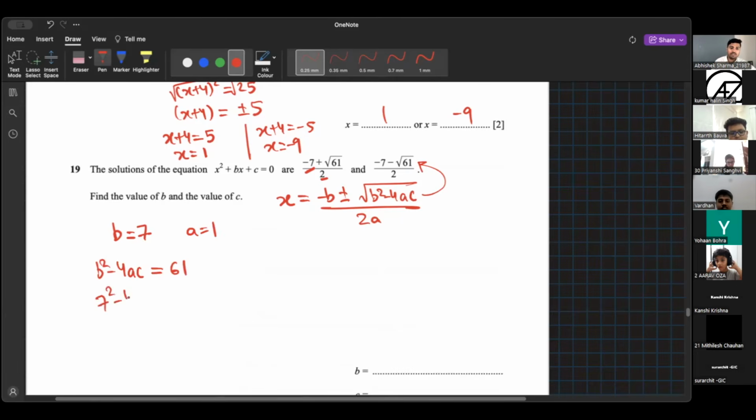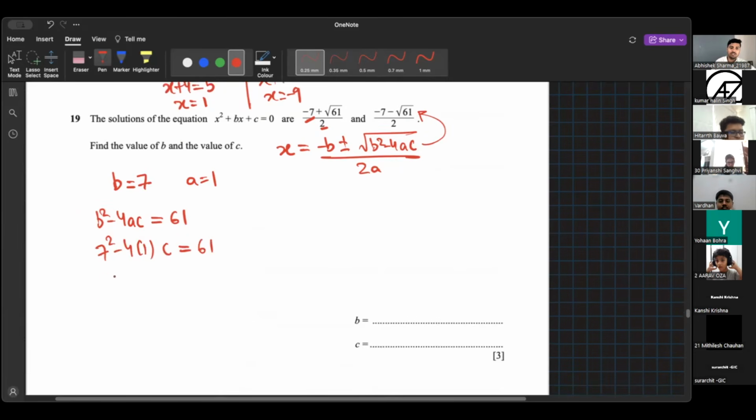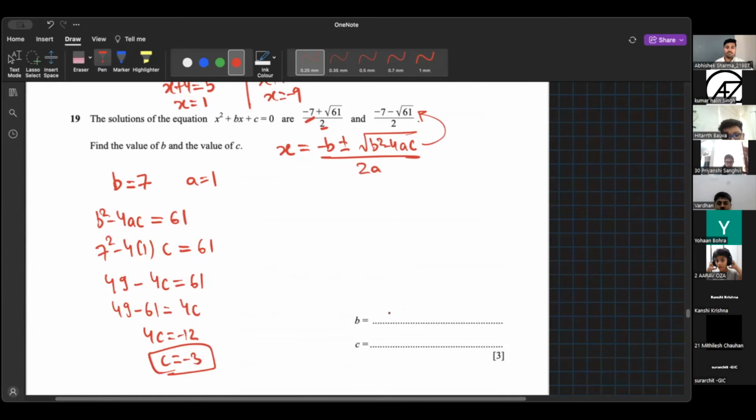Can I write 7 square minus 4 into a, that is 1, multiplied by c, which equals 61. 7 square is 49 minus 4c equals 61. 49 minus 61 equals 4c. 49 minus 61 is minus 12. So 4c equals minus 12, c equals minus 3. So value of b is 7 and c is minus 3.